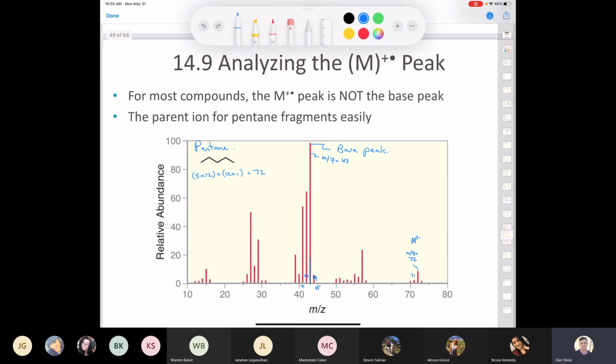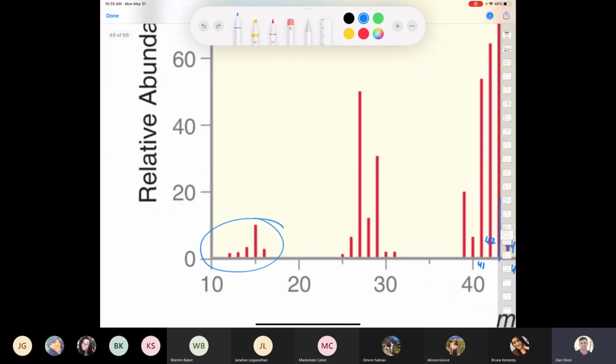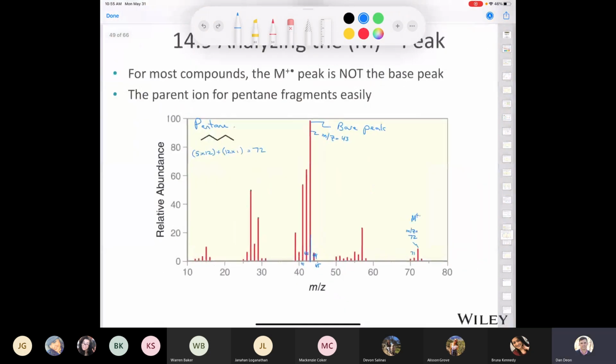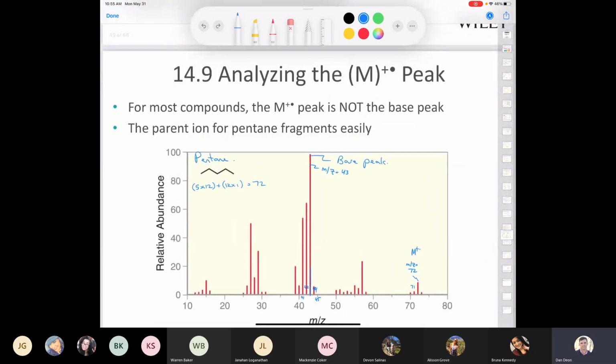Now, again, if you're the kind of student whose wheels are always turning, you might be wondering, holy smokes, you mean I've got to analyze every one of these? This is going to take me all year. If you had to analyze all of those peaks, it would take you all night.